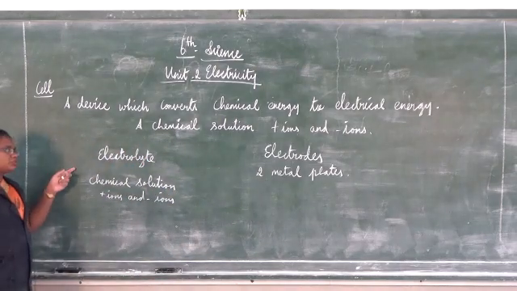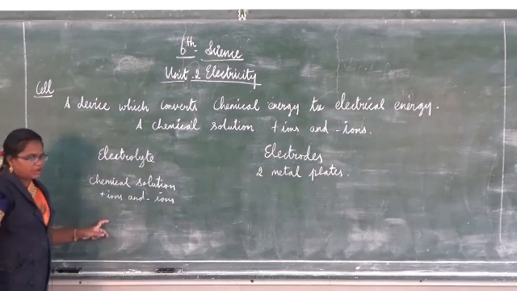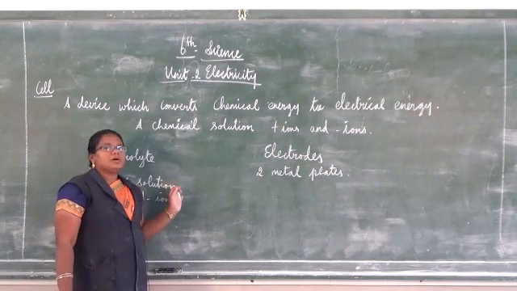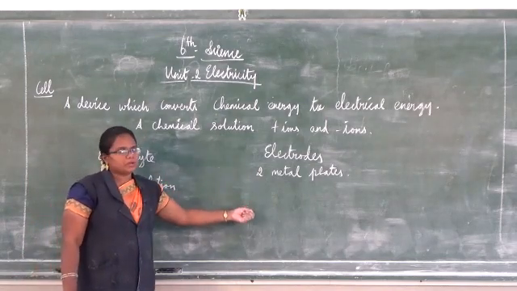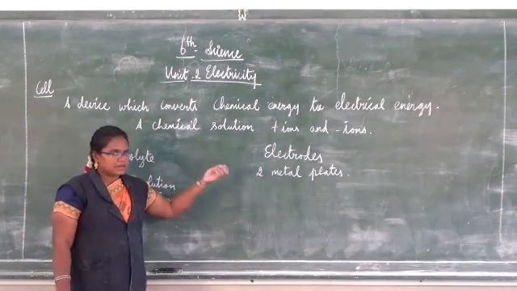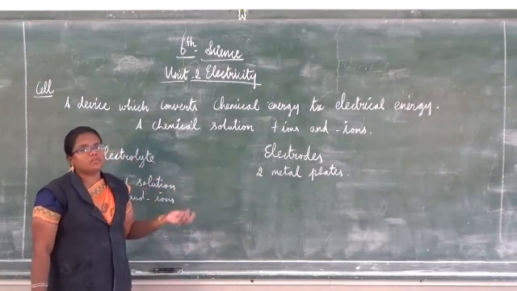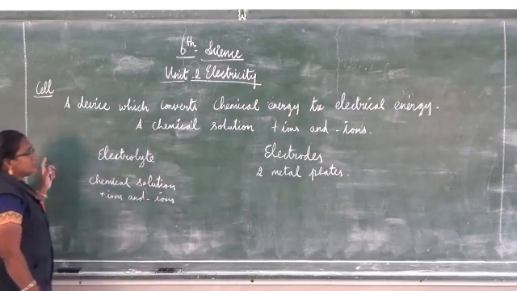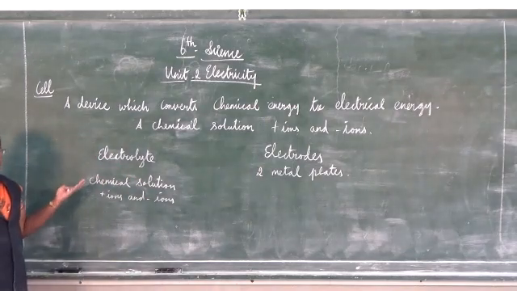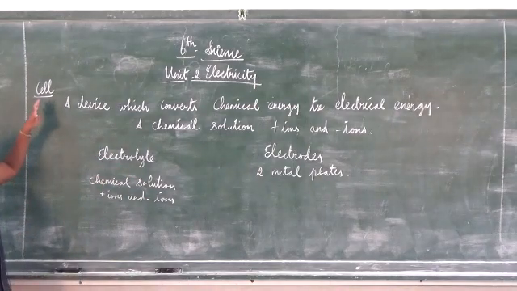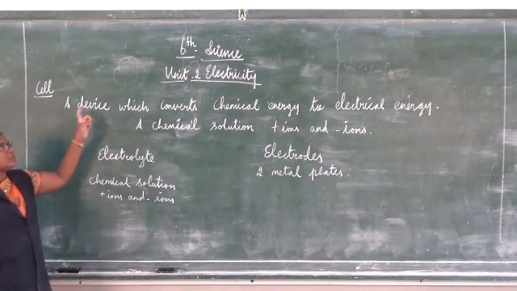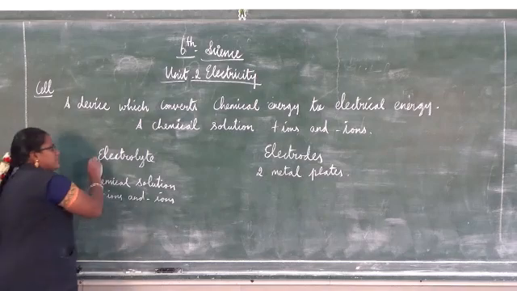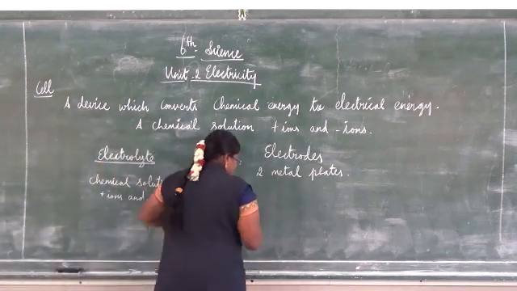Understand, children? Electrolyte solution has positive and negative ions. When there is a passage of electric current, what happens? The positive ones get to one plate and the negative ones to the other plate, and the continuous flow of electric current keeps on going. So that leads to the flow of electric current. That's what happens inside the cell. A device which converts chemical energy to electrical energy has electrolyte and electrode.